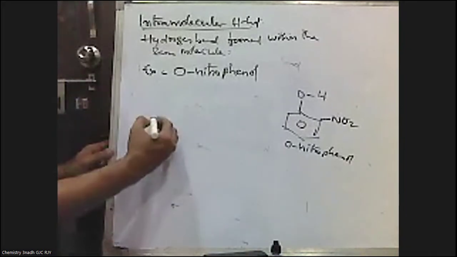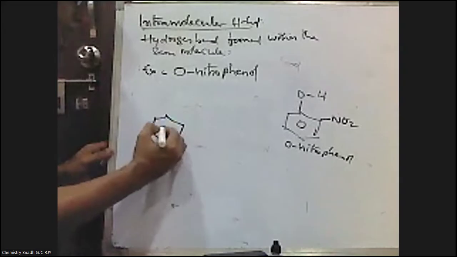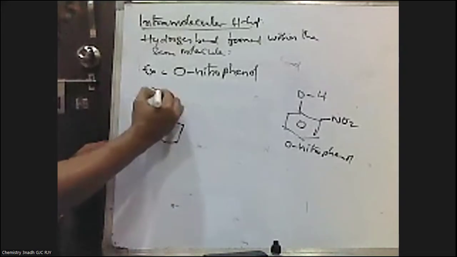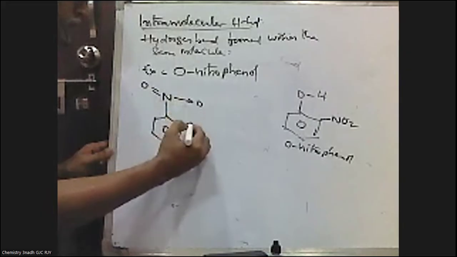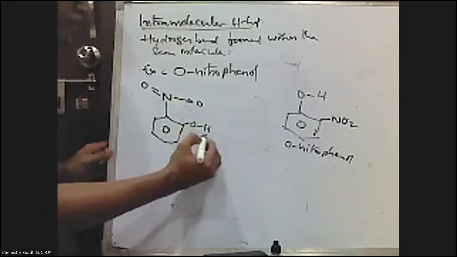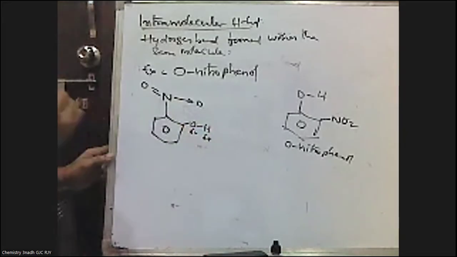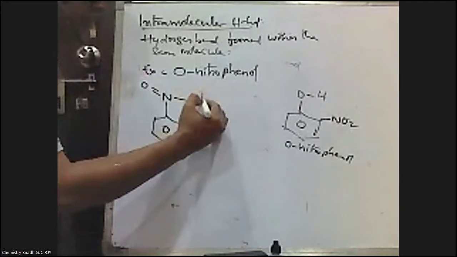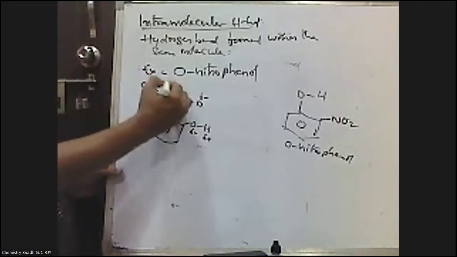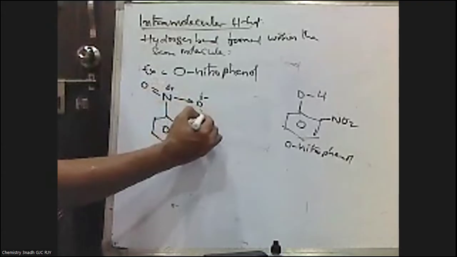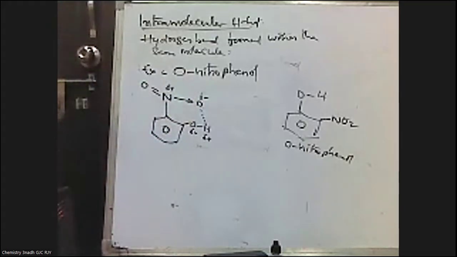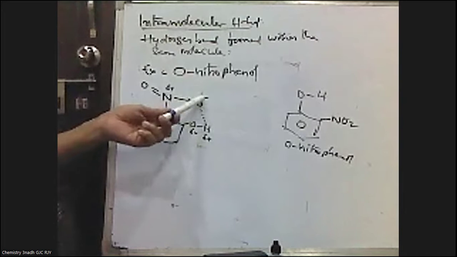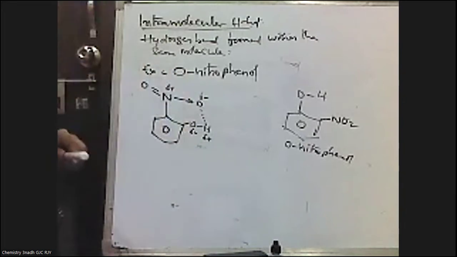Right? So now let me explain. This is the NO2 structure. This is the OH. Here it is getting positive, here it is getting negative. Similarly, oxygen is getting negative, whereas nitrogen is getting positive. So here there is electrostatic attraction between this positively charged hydrogen and the highly electronegative element. So the hydrogen bond formed within the molecule, we are calling the intramolecular hydrogen bond.